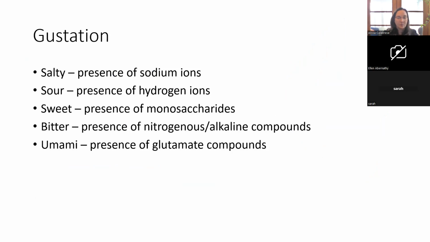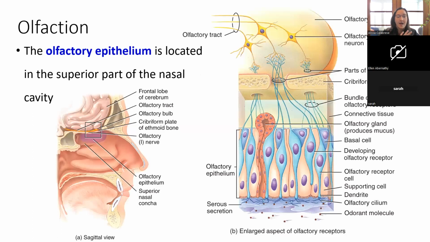All right. And what those neurons are picking up on is just the presence of different molecules there. So if there are sodium ions present, we perceive that as salty. Hydrogen ions are perceived as sour. Monosaccharides are perceived as sweet. Nitrogenous or alkaline compounds are usually perceived as bitter. And then glutamate compounds are perceived as being savory or umami. Right? And that's it. That's all the stuff you can taste.